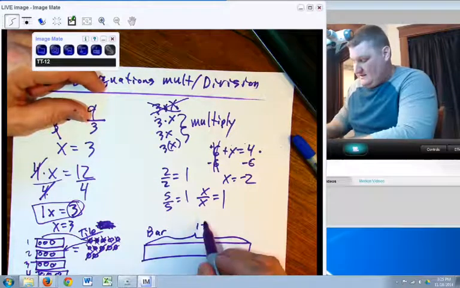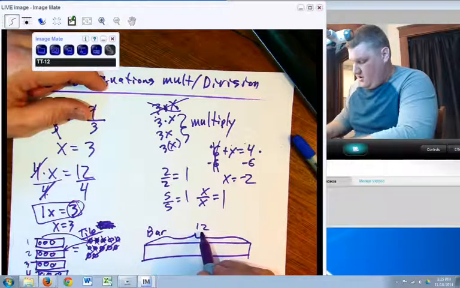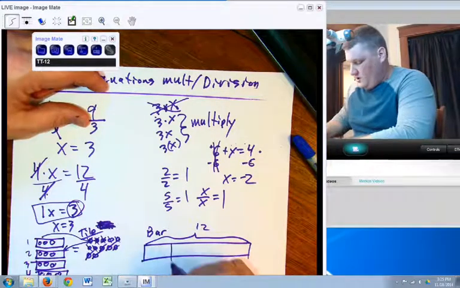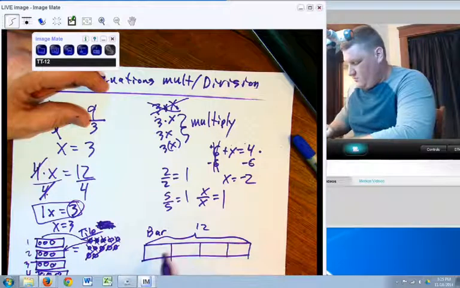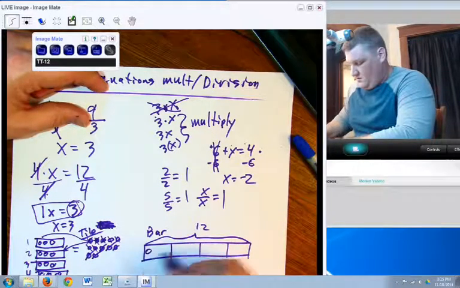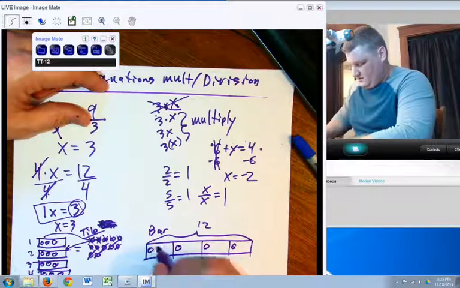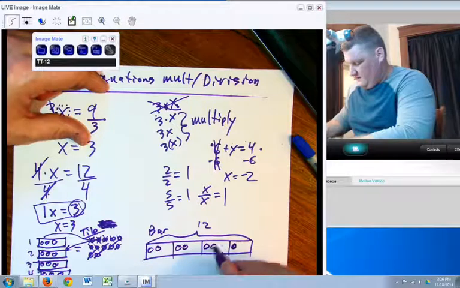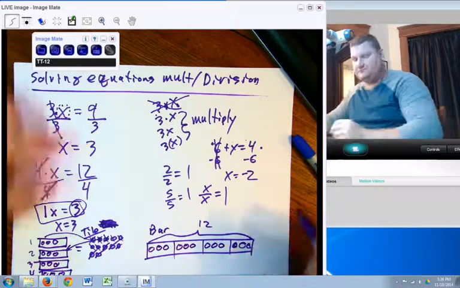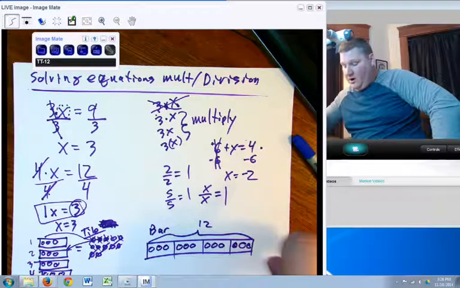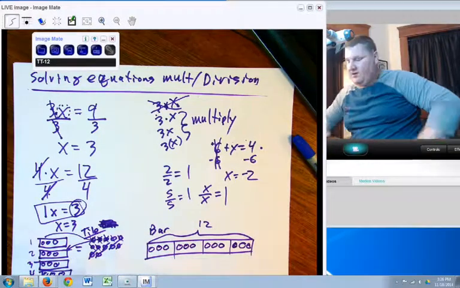Alternatively, what we can say is, how do I take 12 items and break them into 4 groups? So 1, 2, 3, 4 groups. Well, again, I can take the 12 and go 1, 1, 1, 1. So that's 1, 2, 3, 4. 5, 6, 7, 8, 9, 10, 11, 12. And there you go. You're using the bar to break them up into parts. Again, not going to be overly useful.